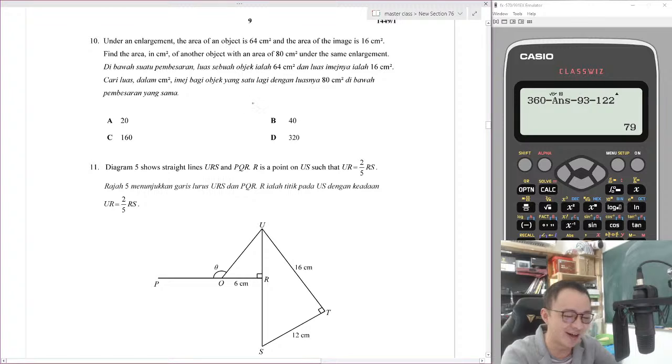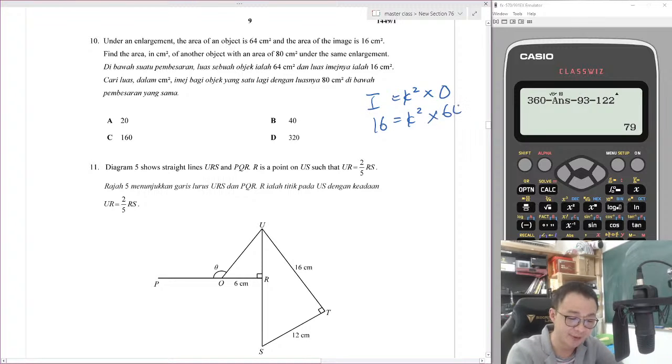Okay, so under the enlargement, the area of the object is 64 and the area of the image is 16. Find the area of another object when the image has an area of 80 under the same enlargement. Okay, so we know the formula, right? Area of image equals k square multiply area of object. This is the enlargement formula. Since we know the image is 16 and object is 64, it's given, right? So 16 divided by 64 equals k square.